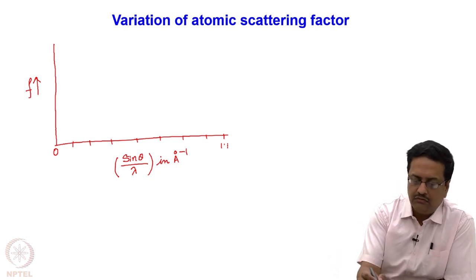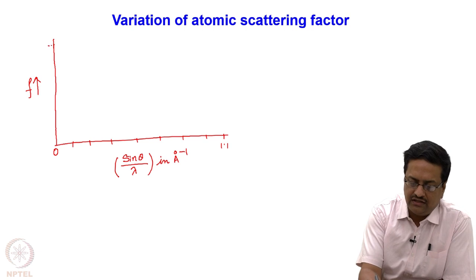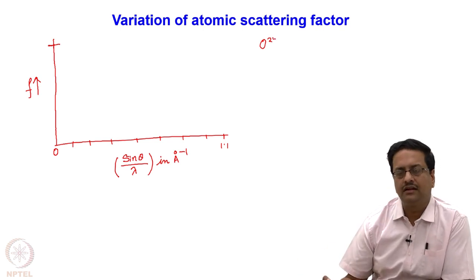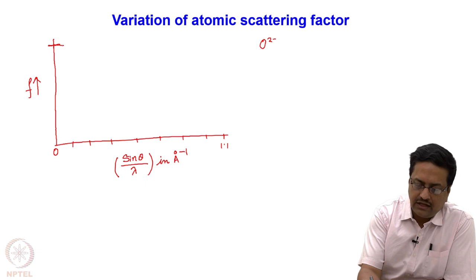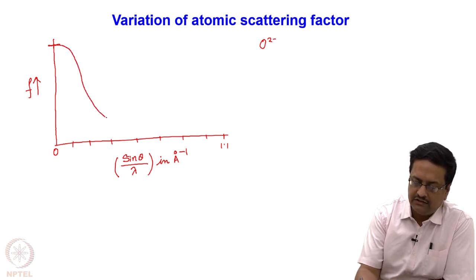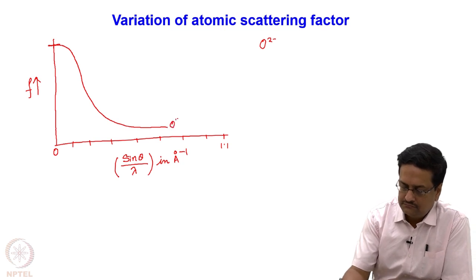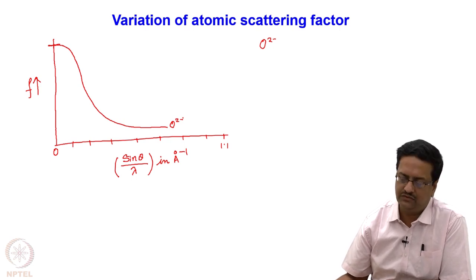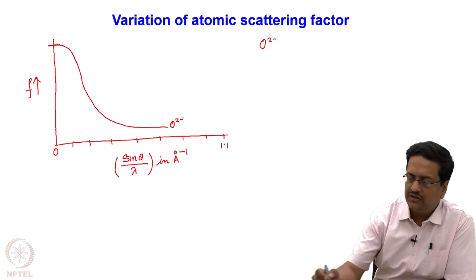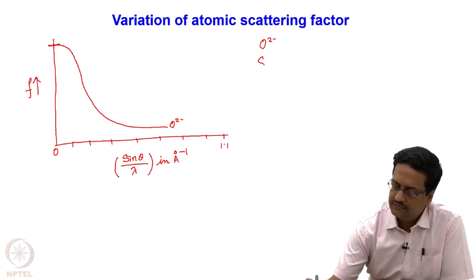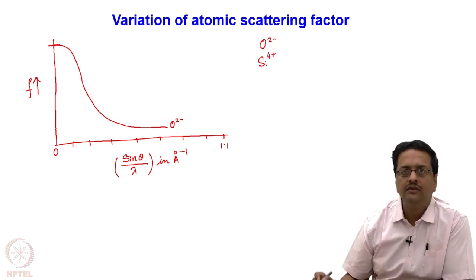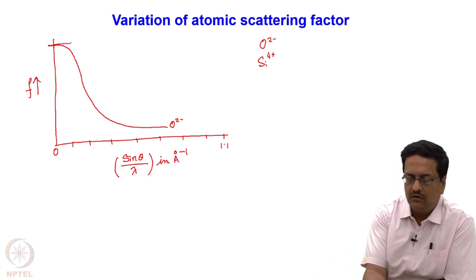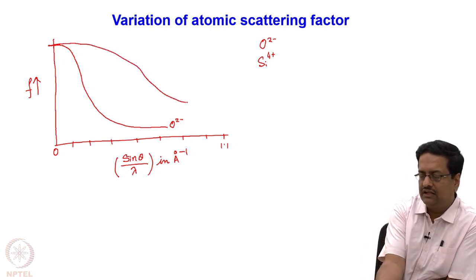So, now for the oxide ion, O2 minus ion, which has 10 electrons in it, the scattering factor behaves like this. The scattering from this oxide anion reduces very rapidly with respect to sin theta by lambda. If we consider another isoelectronic species, which is silicon 4 plus, which has the same number of electrons but many more protons, the scattering factor falls like this.